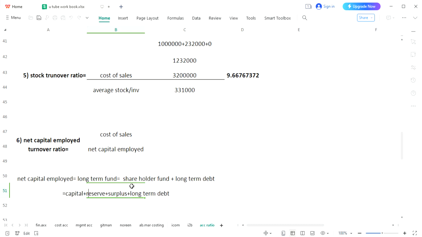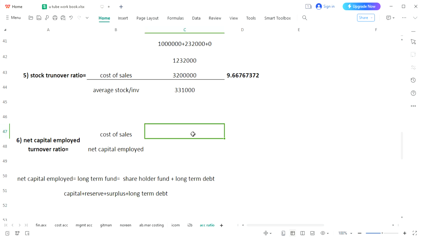Actually, this is equal to is not needed. Alright, please note it down. Net capital employed can be calculated by adding capital, reserve, surplus and long-term debt, with which it would be net capital employed. While the actual formula is shareholder fund plus long-term debt.